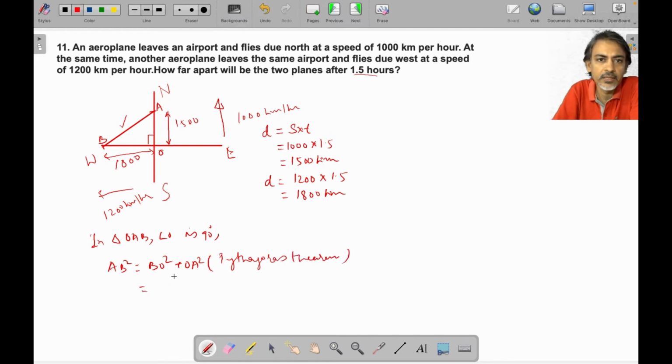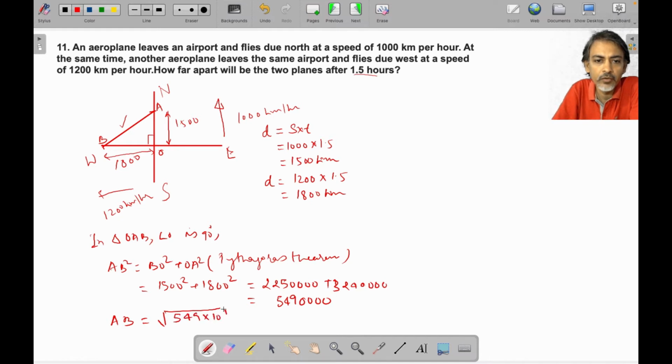Now BO square is nothing but 1500 km square, and OA square is nothing but 1800 km square. So 15 times 15 is 225, and then there will be 4 zeros. And similarly 324 and then 4 zeros. Now when you sum it up, it will be 549, and then 4 zeros. So AB would be the square root of 549 into 10 to the power 4.